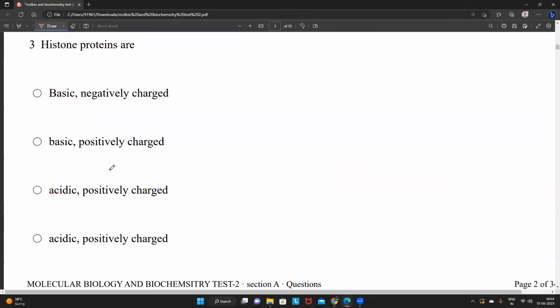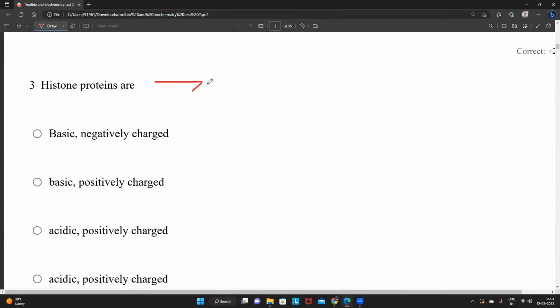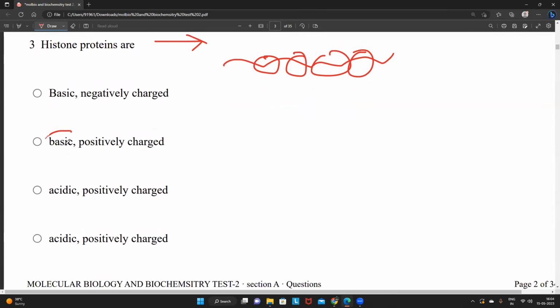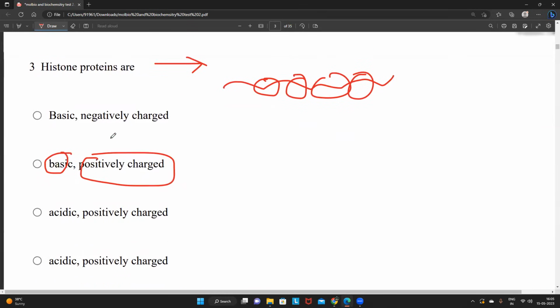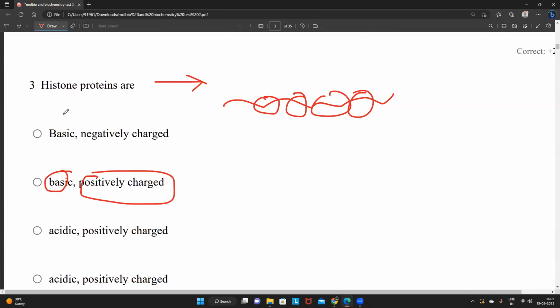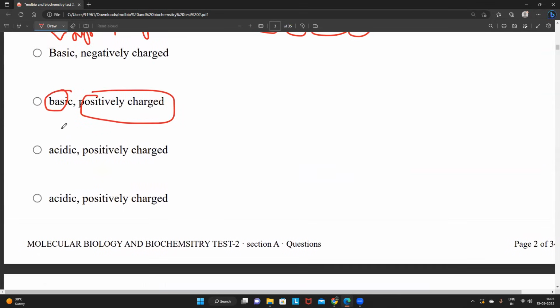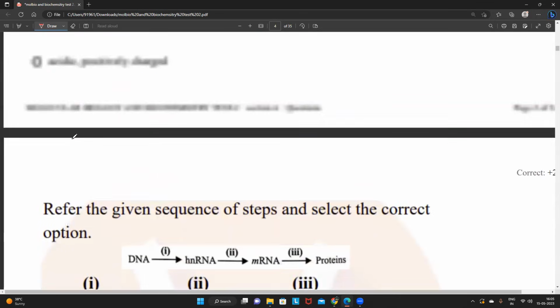Histone proteins. Every one of you knows very well. Why, friends, histone proteins, suppose this is the DNA molecule. Why do the histone proteins wrap around the DNA? What is the reason? Because histone proteins are basic and positively charged. And I want every student to remember for the exam point of view, histones are basic in nature, right? So they majorly contain amino acids such as lysine as well as arginine. Do not get confused with that, because these two are basic amino acids.